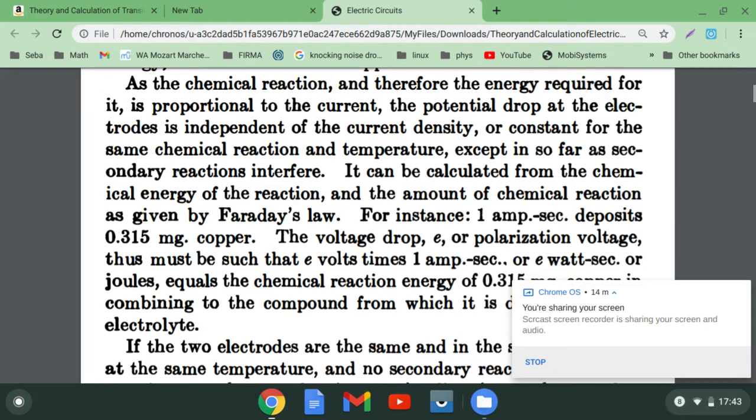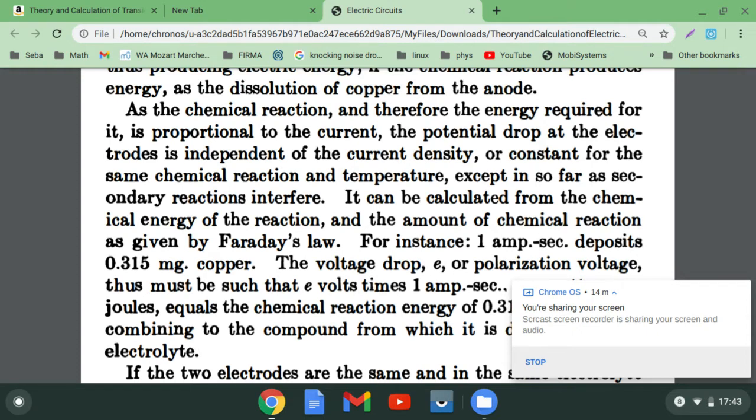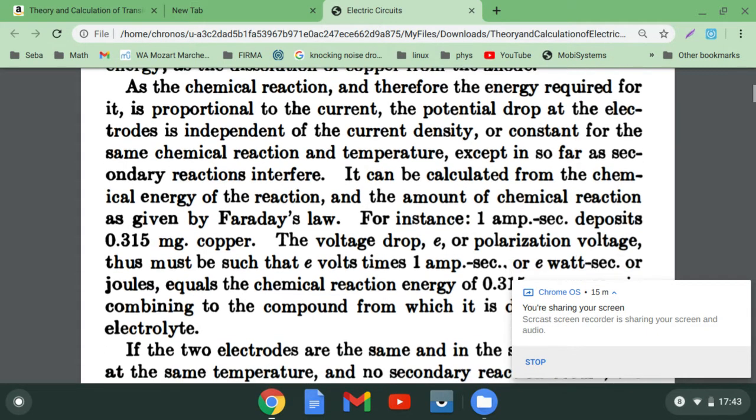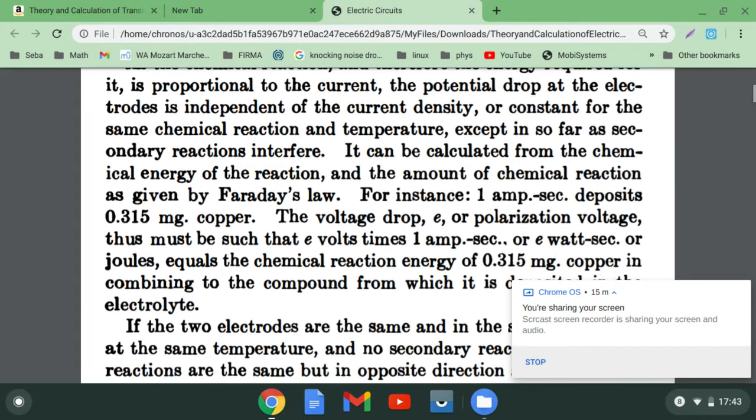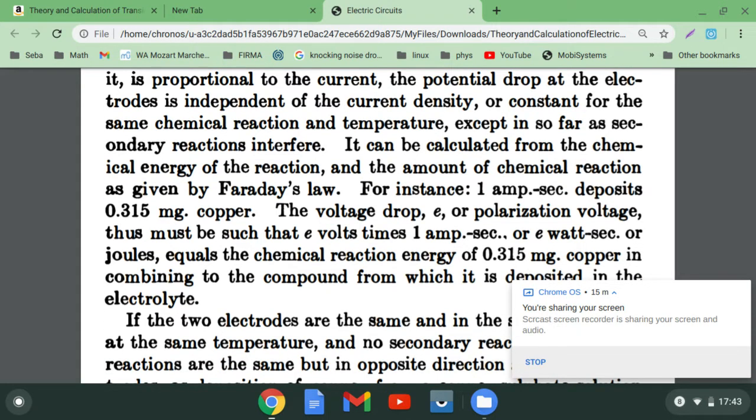As the chemical reaction, and therefore the energy required for it, is proportional to the current, the potential drop at the electrode is independent of the current density, or constant for the same chemical reaction and temperature, except insofar as secondary reactions interfere. It can be calculated from the chemical energy of the reaction and the amount of chemical reaction as given by Faraday's law.